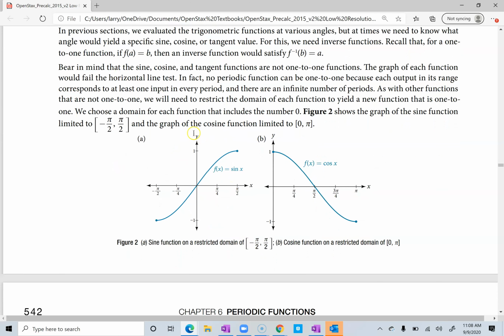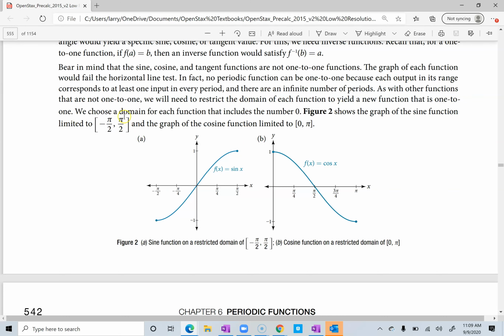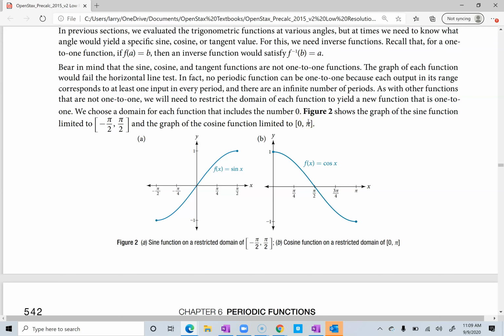All right? Cosine, we limit it from 0 to pi. What you see here is these two parts of the function. That's before it repeats, before it goes back over itself, and you would have two y values mapping to one x. All right? So when we consider these inverse functions, for sine, it's going to be from negative pi halves to pi halves. For cosine, it's from 0 to pi. Okay? Cosine is from 0 to pi.